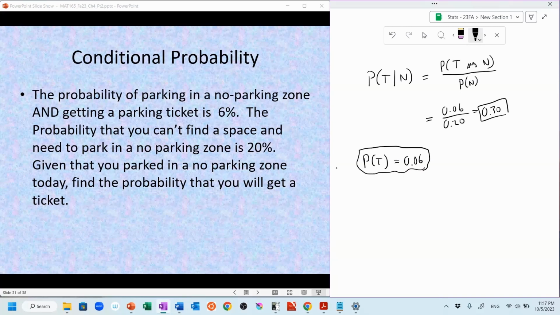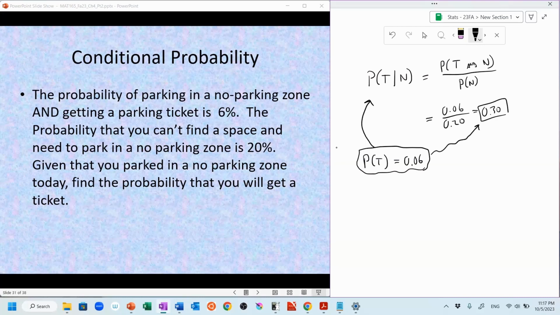When we get to the campus and we realize that for some reason we can't find parking and we need to park in a no parking zone, that's additional information. I think it's pretty clear under that additional information that we chose to park illegally today, our probability of getting a ticket should increase, given that we've parked in a no parking zone. But how much should it increase? Well, we can look at a way to evaluate that increase systematically. It should increase from 6% to 30%.